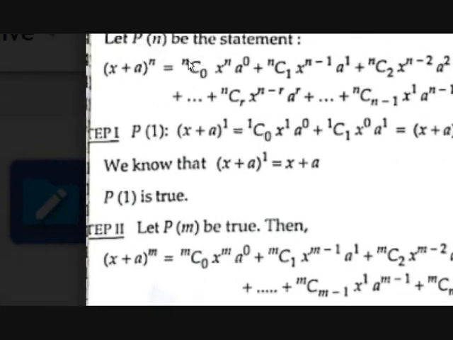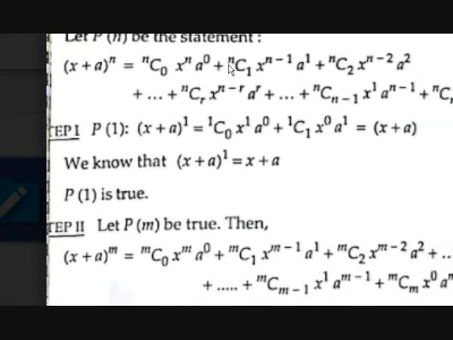As we discussed before, first we should make sure that it is right for P of 1. If you substitute the value 1 in the n variable, here we take P of n, the equation should be right. Let's see. If we substitute n in (x plus a) whole power n, what will it become? (x plus a) whole power 1, right?